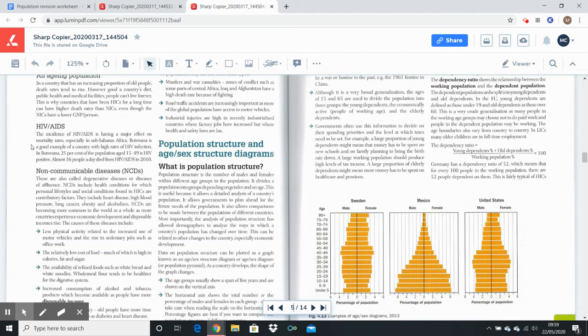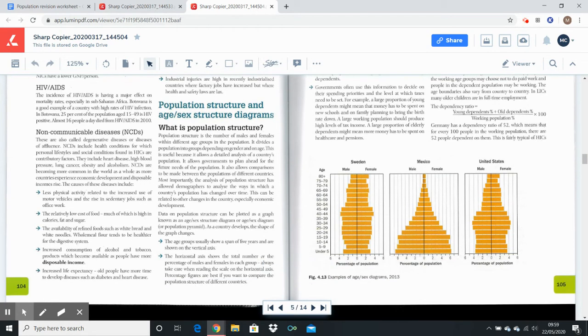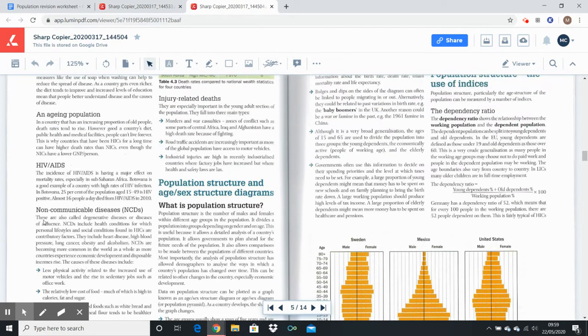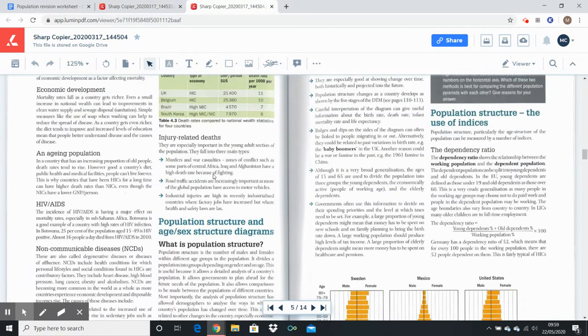Diseases or viruses like HIV and AIDS, Ebola, and so on. Non-communicable diseases, so these are things that we don't really see, like bad diets, availability of certain foods, certain incomes, life expectancy. These are also called degenerative diseases, including health conditions from personal lifestyle preferences: smoking, high blood pressure, heart disease, and things like that. These tend to happen more in HICs, these non-communicable diseases. Okay?